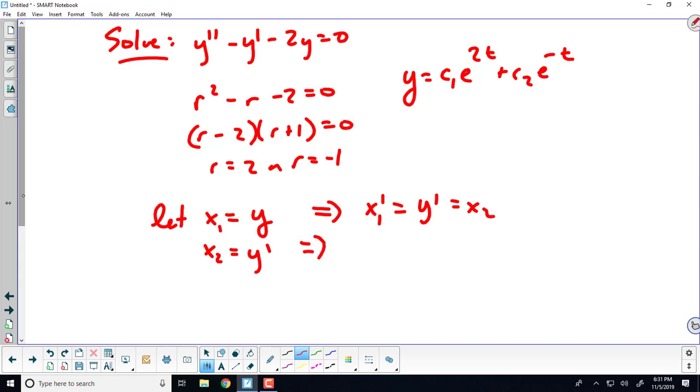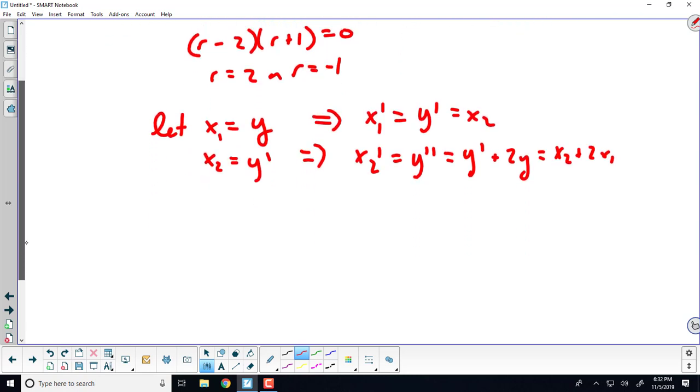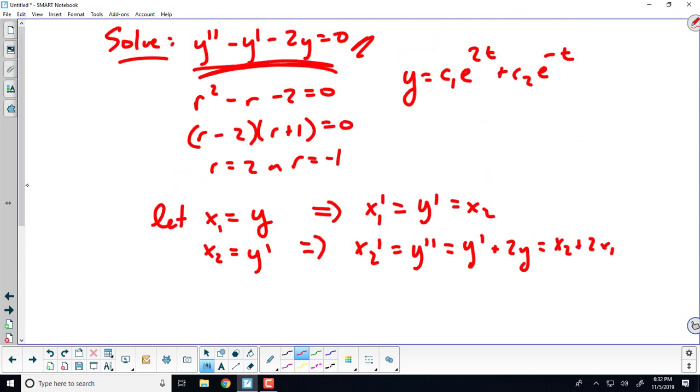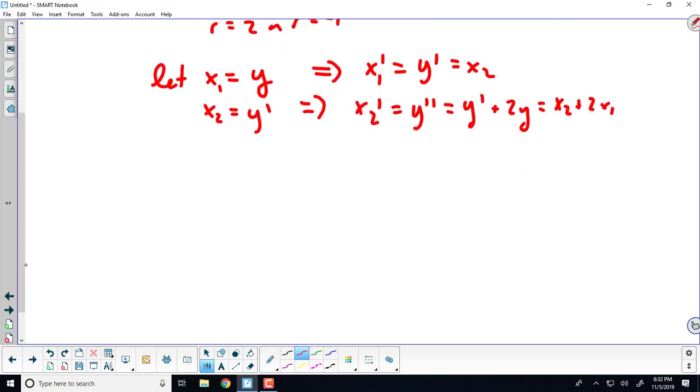And if we take x2 prime, that's the same thing as y double prime, but that's equal to, if we just solve that equation up here for y double prime, we'd have y prime plus 2y, which is the same thing as x2 plus 2x1. So that's how we changed this second order linear ODE into a system of first order ODEs.